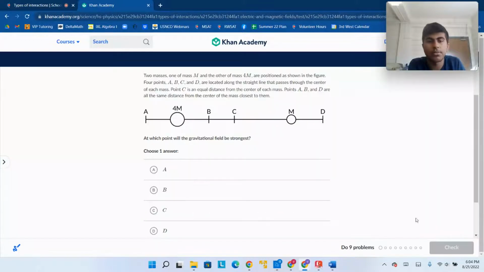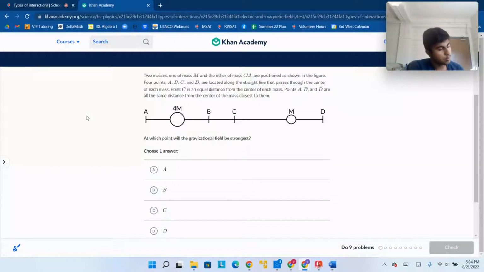Here we go. Two masses, one of mass m and the other of mass 4m, are positioned as shown in the figure. Four points A, B, C, and D are located along the straight line that passes through the center of each mass. Point C is an equal distance from the center of each mass. Points A, B, and D are all the same distance from the center of the mass closest to them. At which point will the gravitational field be the strongest?